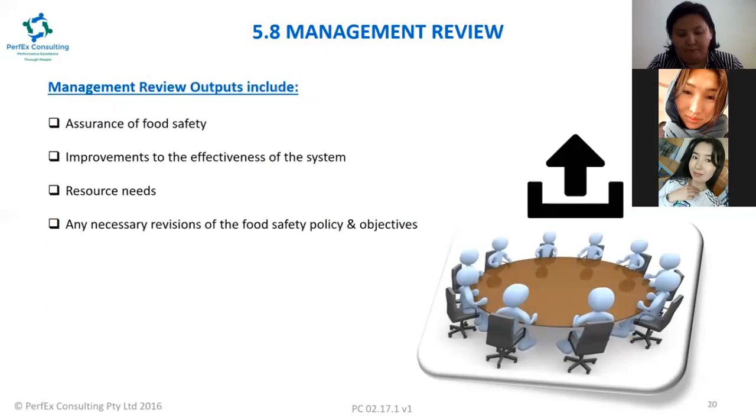Management review outputs include assurance of food safety, improvements to the effectiveness of the system, any resource requirements that are needed, and any necessary revisions of the food safety policy or any objectives.